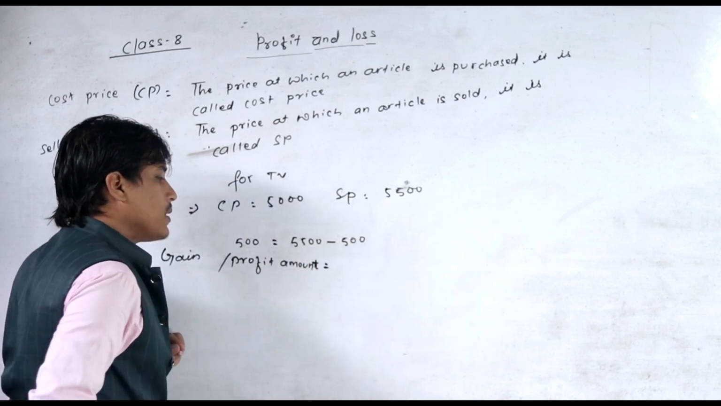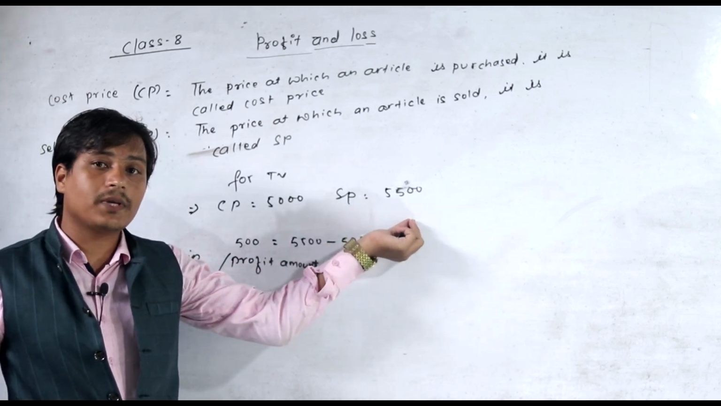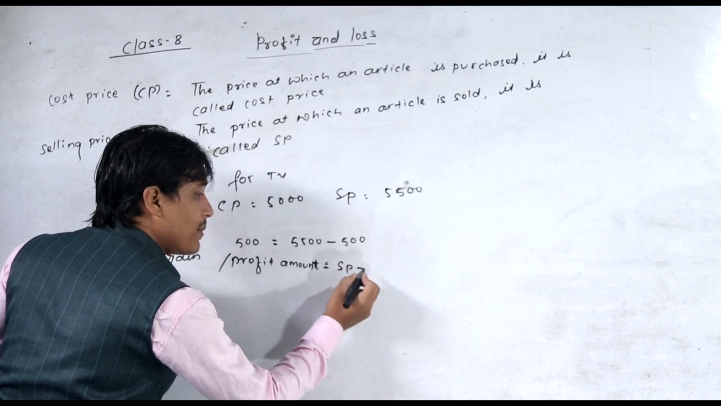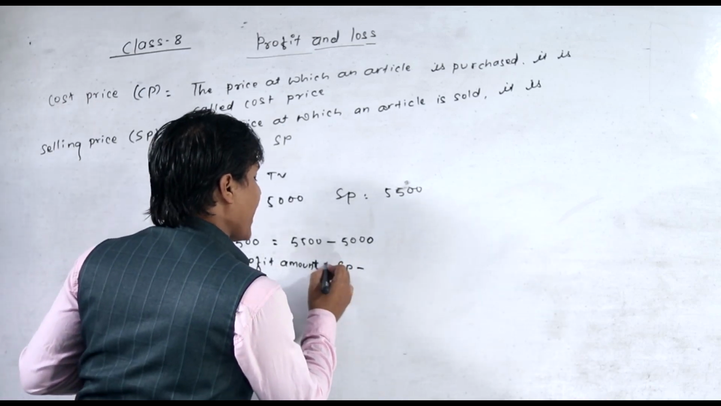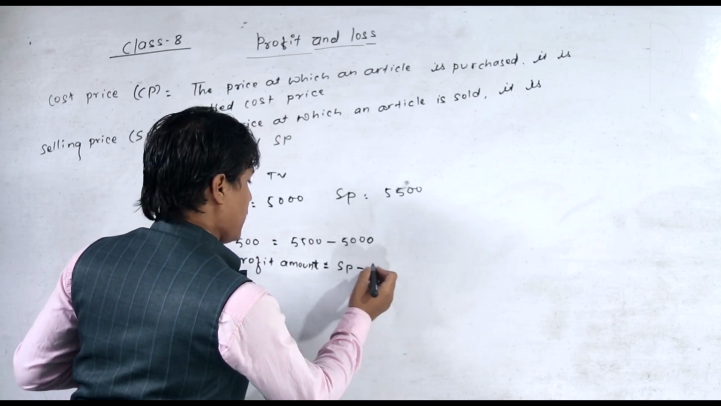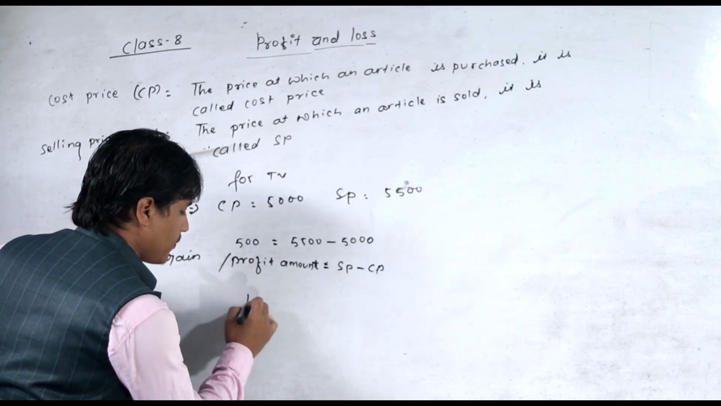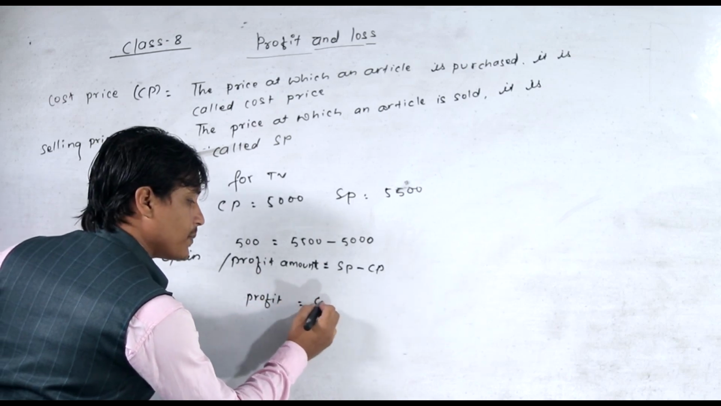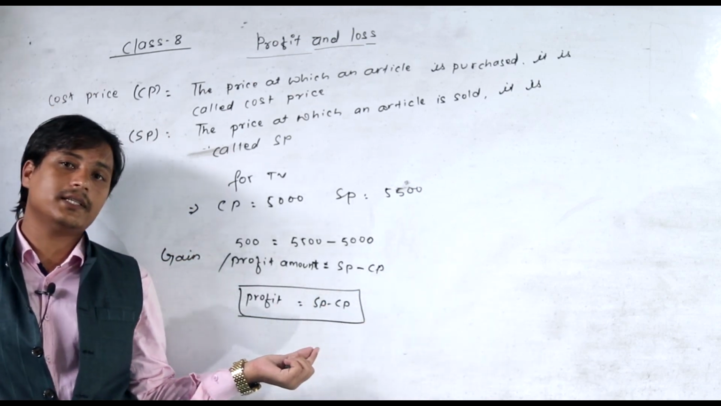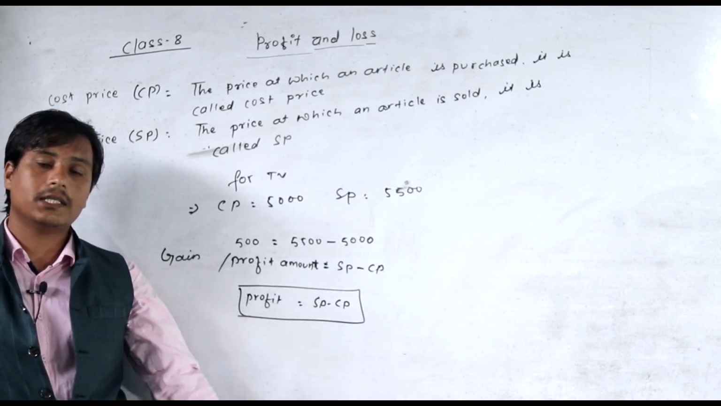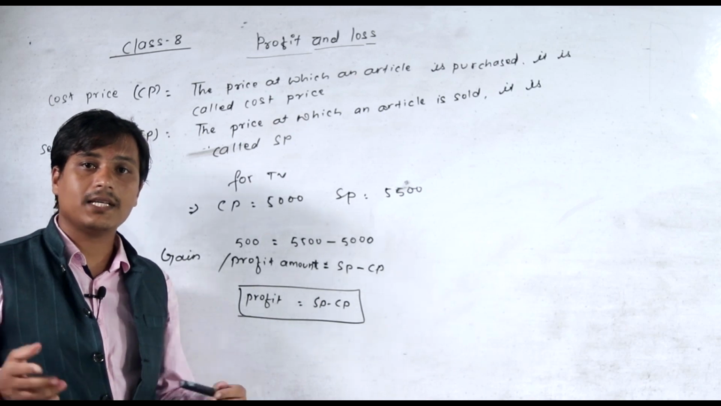5,500 is your SP, so here the profit amount is SP minus 5,000. 5,000 is your CP, that is the cost price that you have to pay to buy a TV. So simply, profit or gain can be formulated as: profit is SP minus CP. You can easily calculate by this formula. Profit or gain is SP minus CP, that is selling price minus cost price.